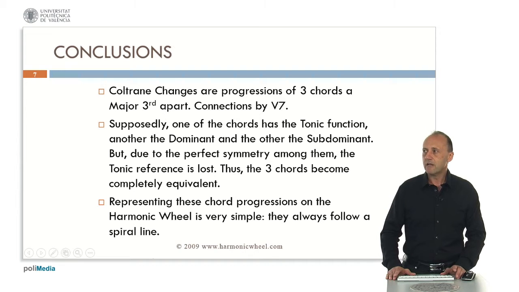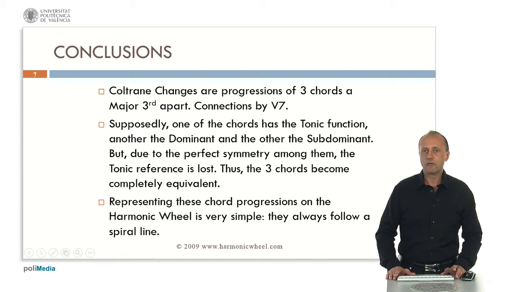Conclusions: the Coltrane changes are progressions of 3 chords a major third apart, or 2 whole steps apart. They are connected by dominant 7th chords, which sometimes are preceded by a 2nd degree minor, that is progression 2, 5, 1. Supposedly, one of the chords has the tonic function, another the dominant harmonic function, and the other the subdominant harmonic function. But due to the perfect symmetry among them, when we perform a chord progression, the reference of tonic is lost. Thus, the 3 chords become completely equivalent.